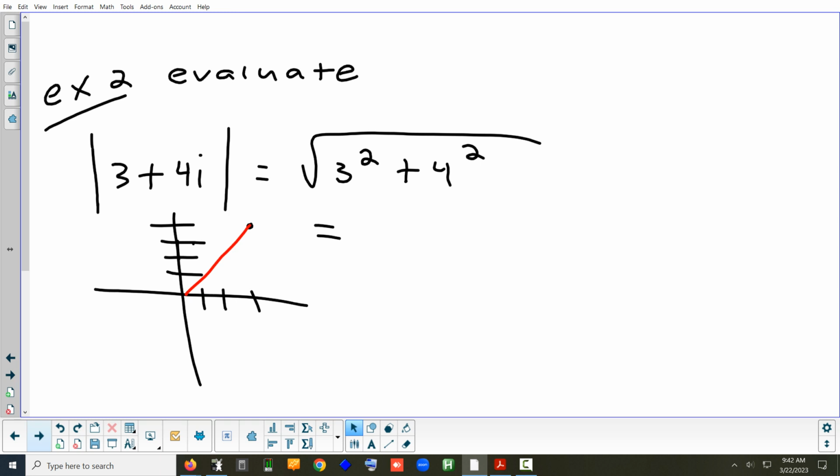Square root of 25. And when you simplify that? 5. Good. So that's the answer. That is the absolute value of that point. And that's the other thing that you need to know to write a complex number in trig form. How far away from the origin is it? And what's the angle that it makes with the positive x-axis? Those are the two things.